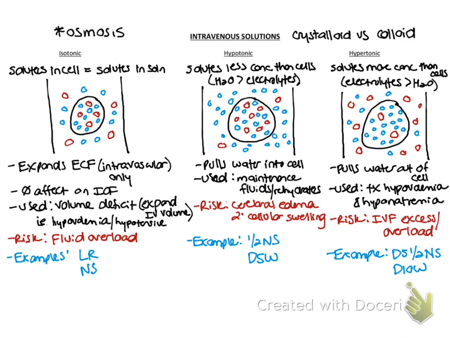D5 LR would be more, right? Because LR is my base. If I add anything to LR, I'm making it hypertonic. D5 normal saline, I started with normal saline and I added something to it, so it's hypertonic. 3% normal saline, you have to be careful with. We rarely give 3% to kids.